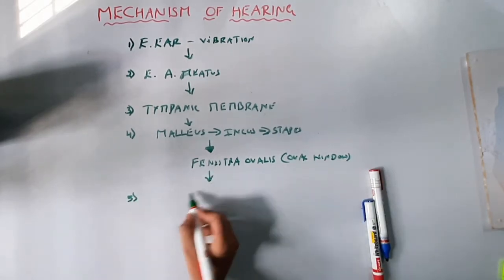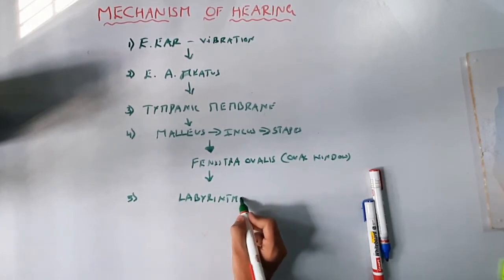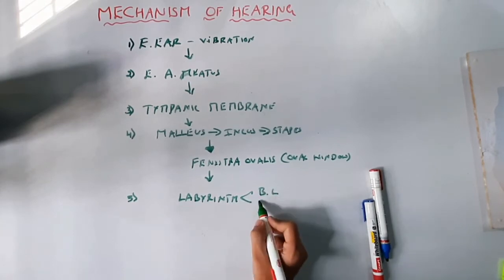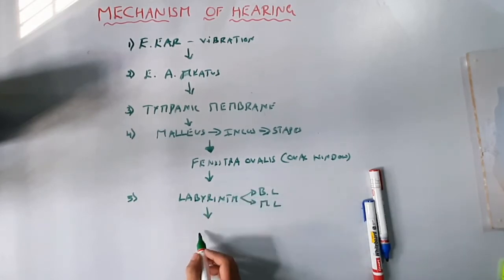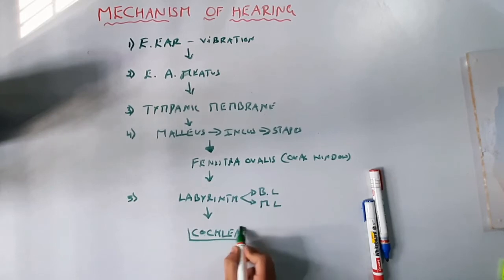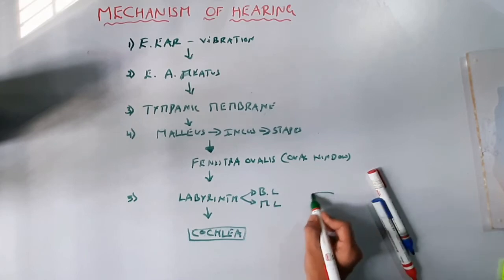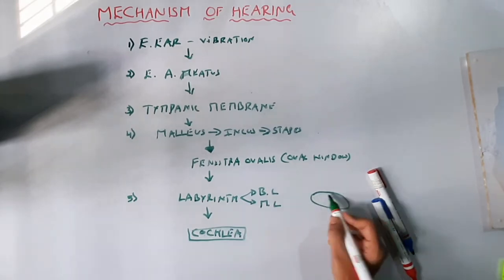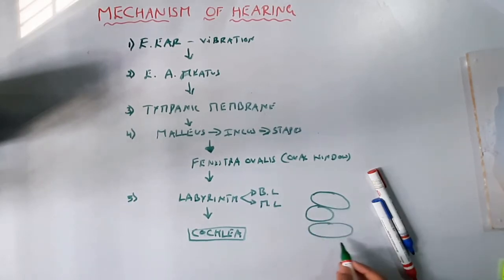Now the vibration is collected by the labyrinth. The labyrinth contains two structures: the bony labyrinth, and the other structure, the membranous labyrinth. Ultimately the vibration travels to the main organ for hearing, called the cochlea. So this is the main structure. If I draw a diagram of the cochlea here, it will be easy for you to understand. So this is the scala vestibuli, this structure is the scala media, and this structure is called the scala tympani.